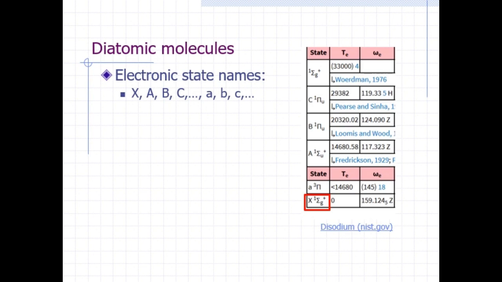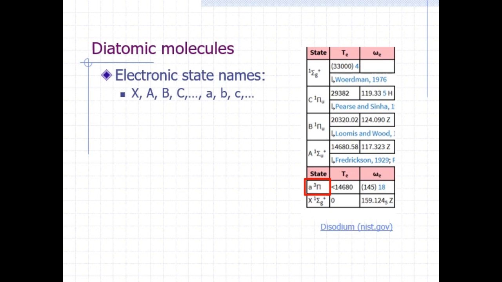With a few exceptions, uppercase letters are used for states that have the same multiplicity as the ground state. Lowercase letters are used for states that have a different multiplicity. For diatomic sodium, the ground state is a singlet sigma g+. It's a singlet state. Notice that the excited state assigned to uppercase A is a singlet sigma u+. Uppercase B and C are assigned to singlet pi u states. But lowercase a is assigned to this triplet pi state.